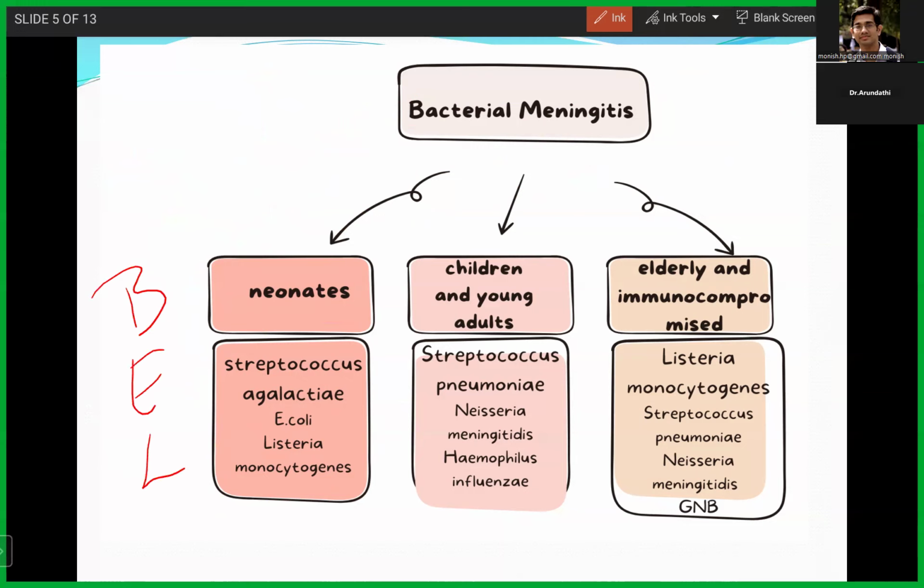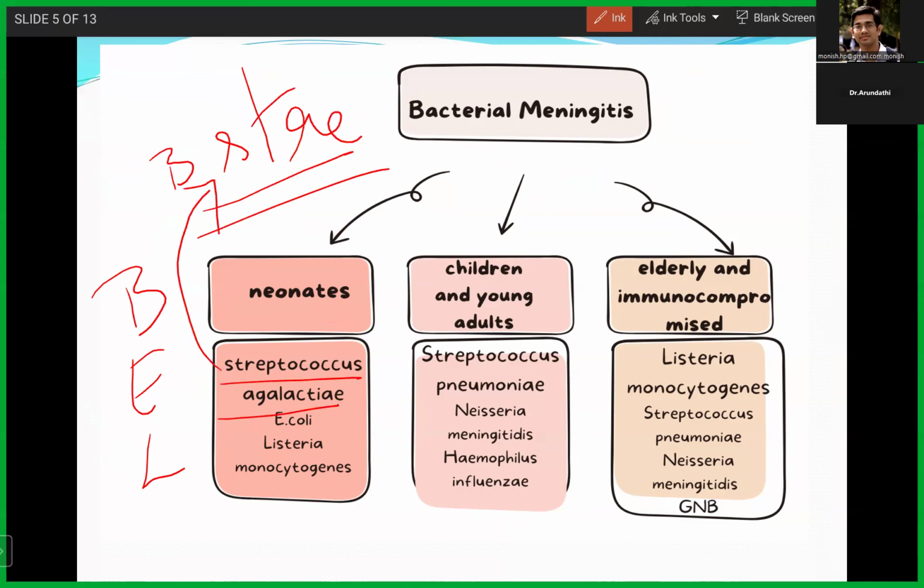So B stands for group B streptococci. If you can recall, Streptococcus agalactiae is also called group B streptococci. B stands for group B streptococci, E for Escherichia coli, L for Listeria monocytogenes. Causative agents of neonatal bacterial meningitis, Bell. B, E, L. L Listeria, E Escherichia coli, B group B streptococci.